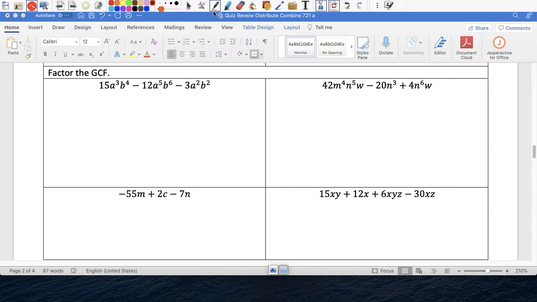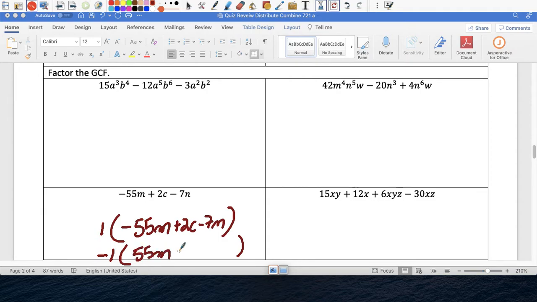This one's super hard. They share absolutely nothing. So 1 is the only factor that I have in common. And there's my answer. If you wanted to pull out a -1, you could have done that, but in that case, everything inside would be opposite. So it doesn't matter if you did it this way or that way.